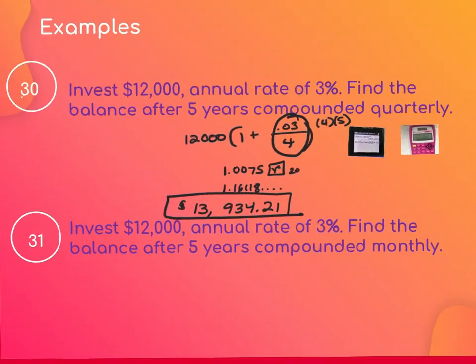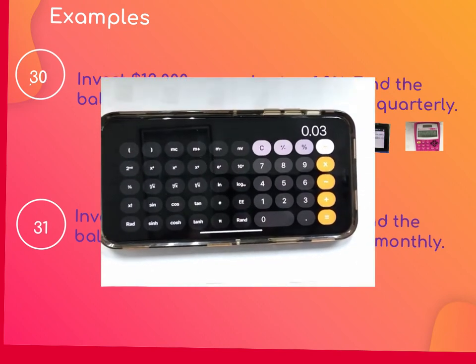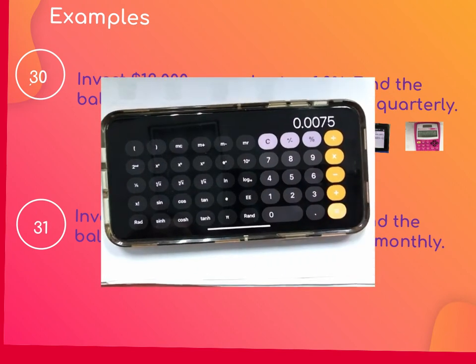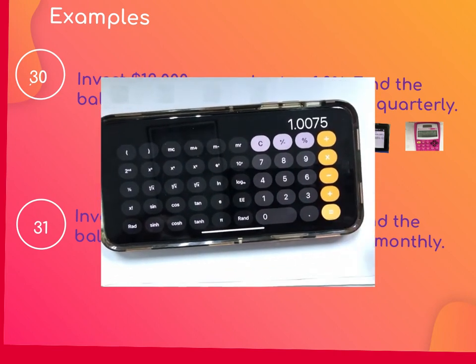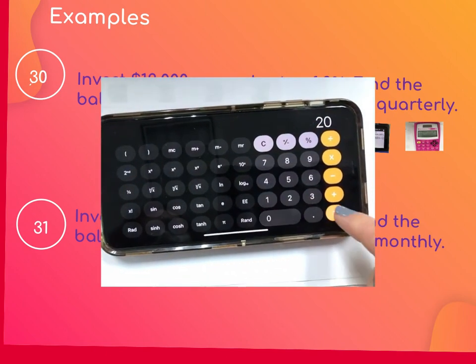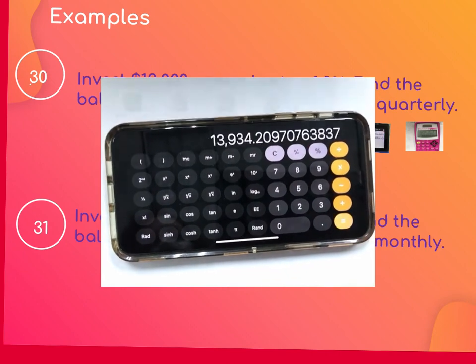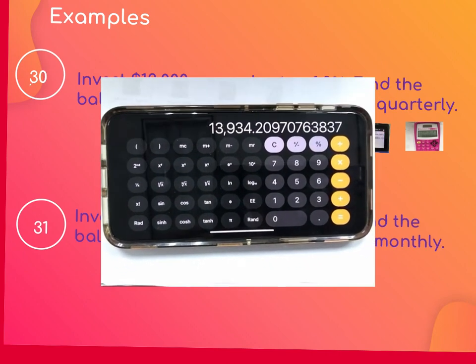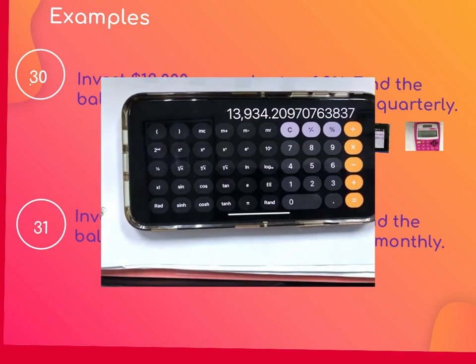So on the graphing calculator, the 0.03 divided by 4, right? Then I have to add to it 1. Then I have to use that little one, raise it to the 20. Then I have to multiply it times the 12,000. So you do it exactly backwards. Okay? So that's if your calculator, even yours, like Juliana's, is like that.